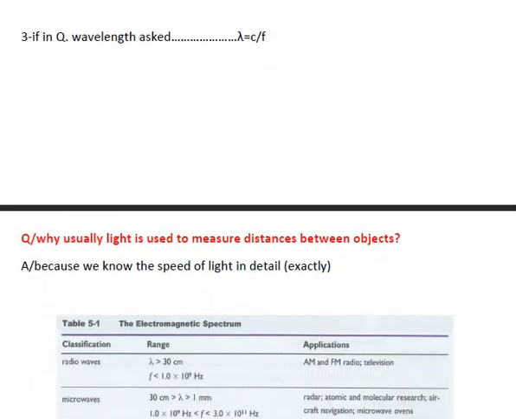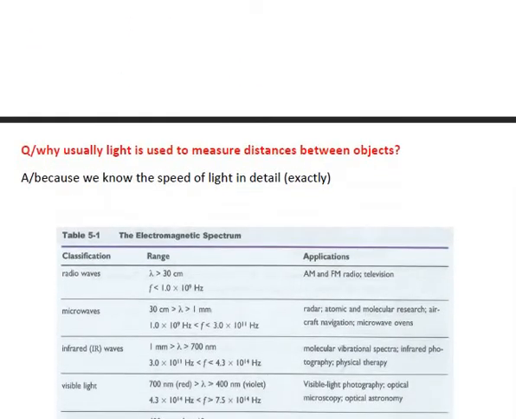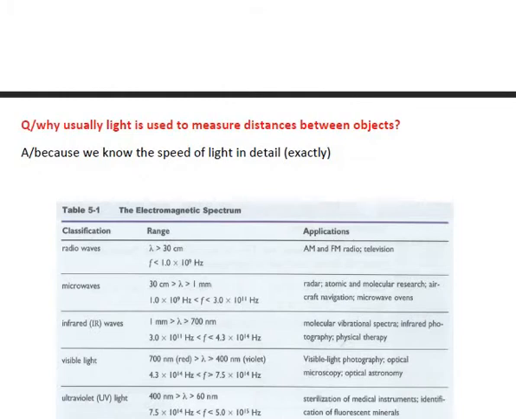Let's get to another question. The question says why usually light is used to measure the distance between objects. The answer says because we know the speed of light in detail. It means exactly. For example, most engineers use light, for example laser light, to measure the distance or the height of buildings. Scientists in the lab use laser to measure the distance between Earth and Moon. So this is an example of using light to measure distances.